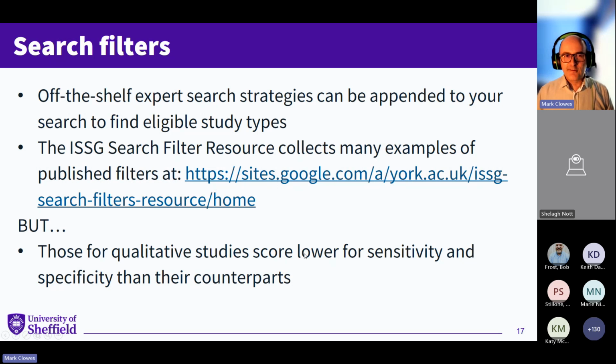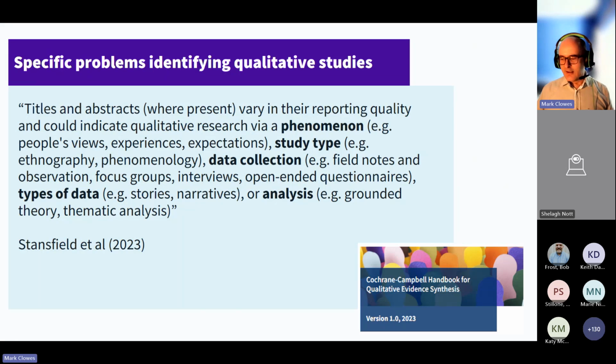But as I've said, the qualitative ones are not as great generally as the quantitative counterparts. Why is that? Why are qualitative studies more difficult to find? Well, some examples of why: titles and abstracts don't always use the same kind of language to describe qualitative studies. They may not talk about the methodology they've used, like, I don't know, phenomenology or whatever. They may talk about experiences, views, expectations, but equally, those kind of words may be used in the context of other types of study that you're not interested in.